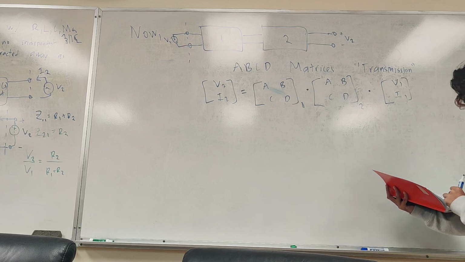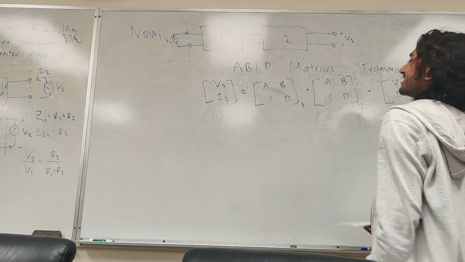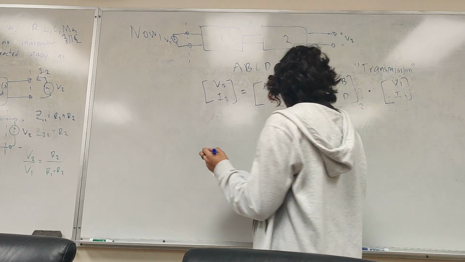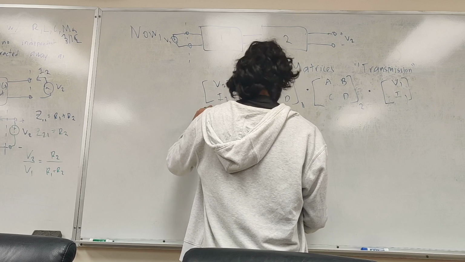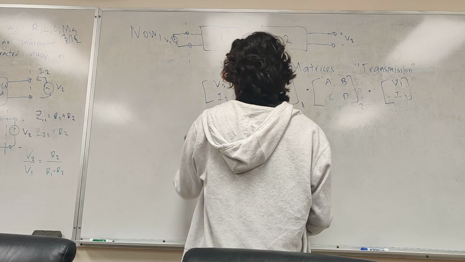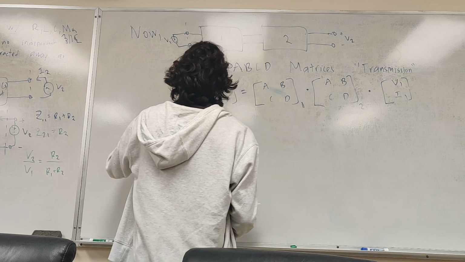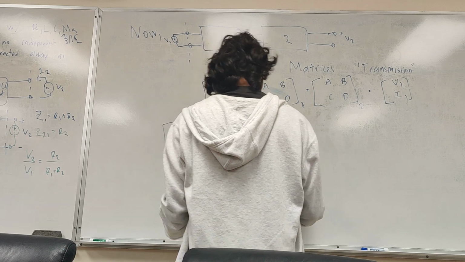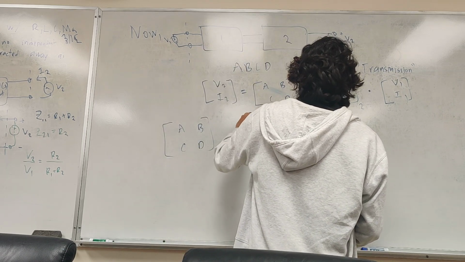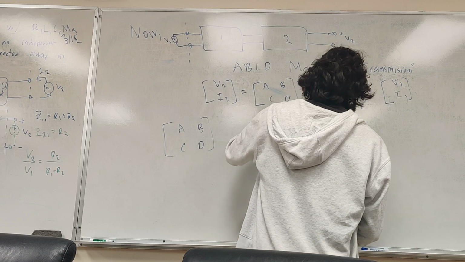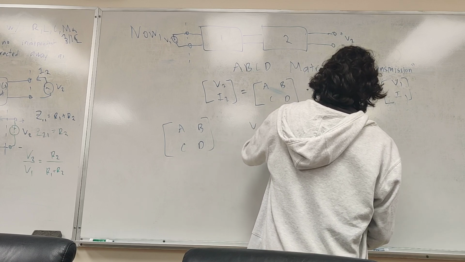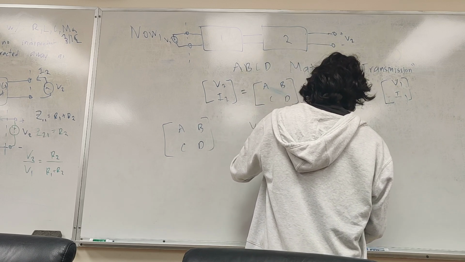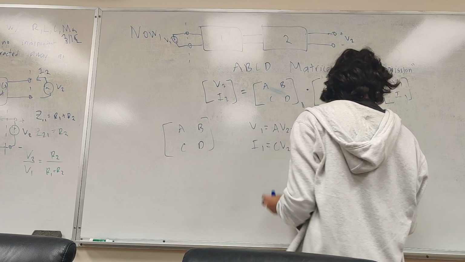So all we have to do now is figure out what these things are. It's fairly straightforward. How do we figure out what these are? Well, for a general one, we just have one of these. We want to figure out how this relates voltage and current. So from this relationship here, we can just say that V1 is going to be AV2 minus BI2, and I1 is going to be equal to CV2 minus DI2.